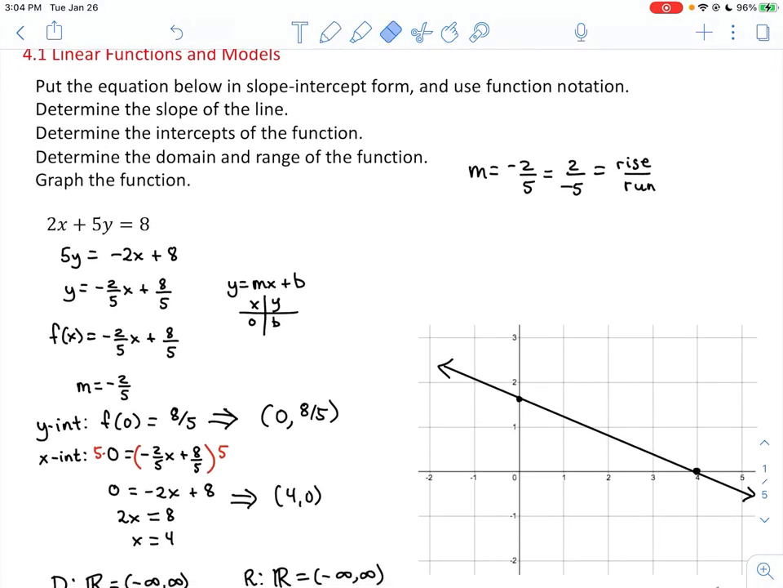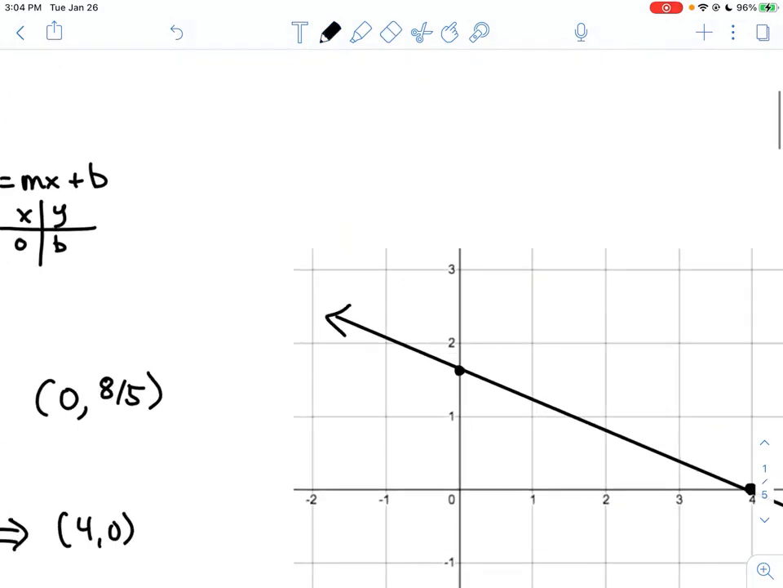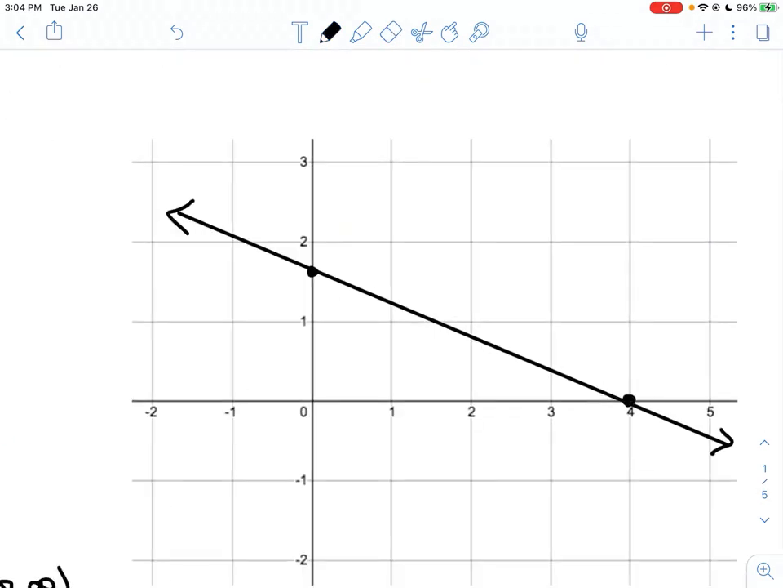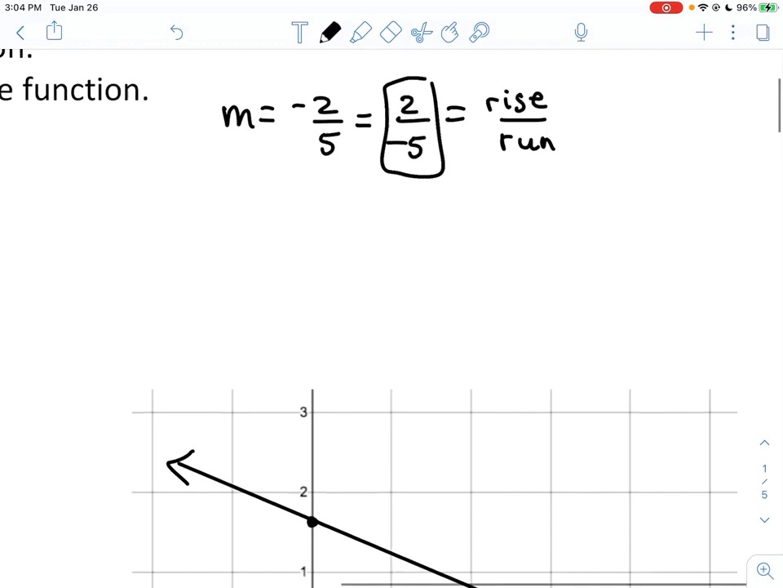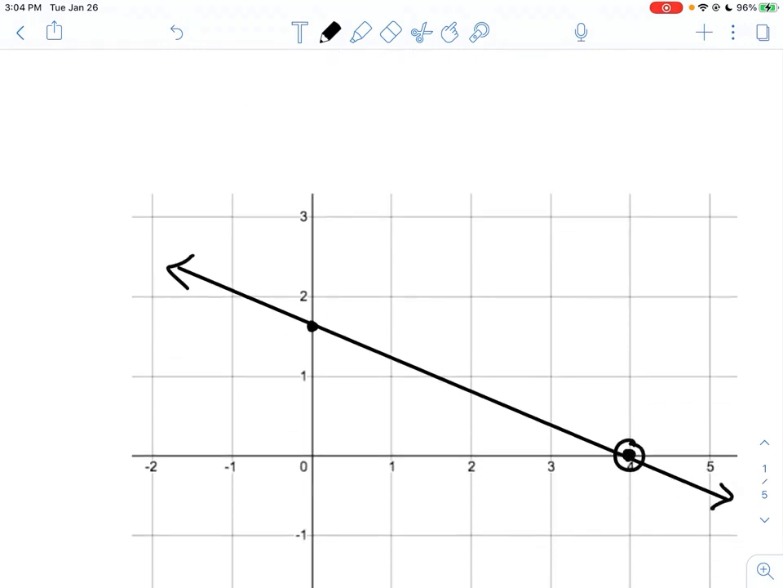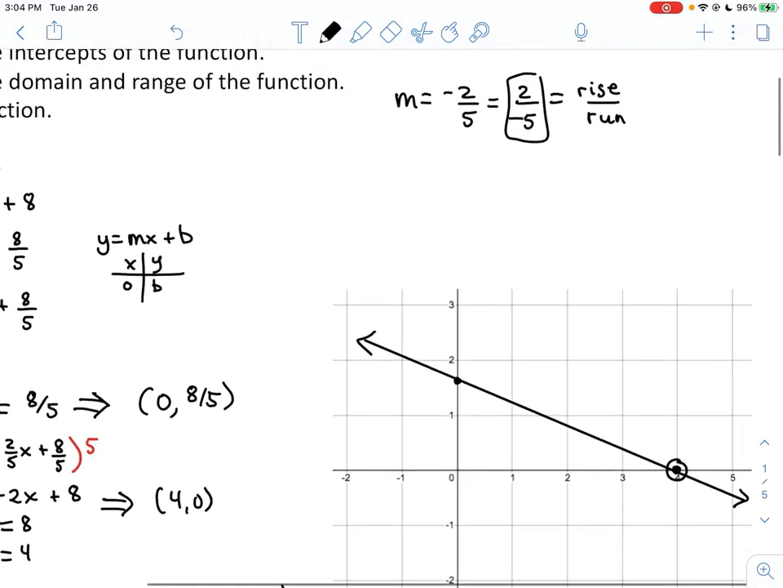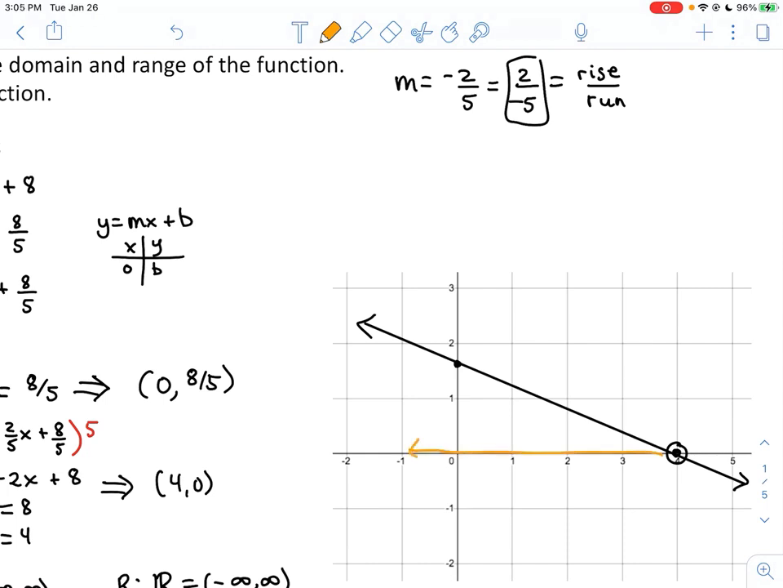So for example, start at any point on the function. Let's start at this point right here. And let's take an interpretation that our rise and run are 2 and negative 5 respectively. So the negative is associated with the run. If the run is negative, it means you go left that amount, go left 5 units, and then the rise is positive 2, so I would go up 2 units, and that should take you back to the line.